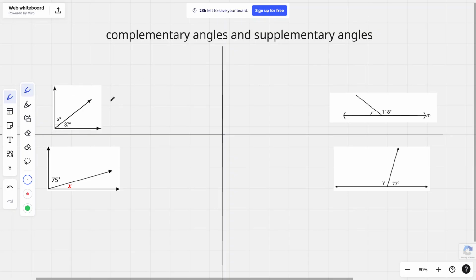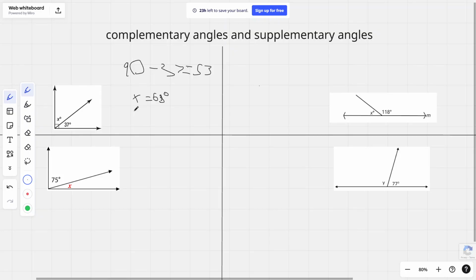So if you want to find your unknown value, in this case it's X, you have to take away the values you know that are inside of your 90-degree angle, in between these two outer lines. You can do that by doing 90 minus 37, and that would be 53, and that is your final angle. That's your X value. X equals 53 degrees.